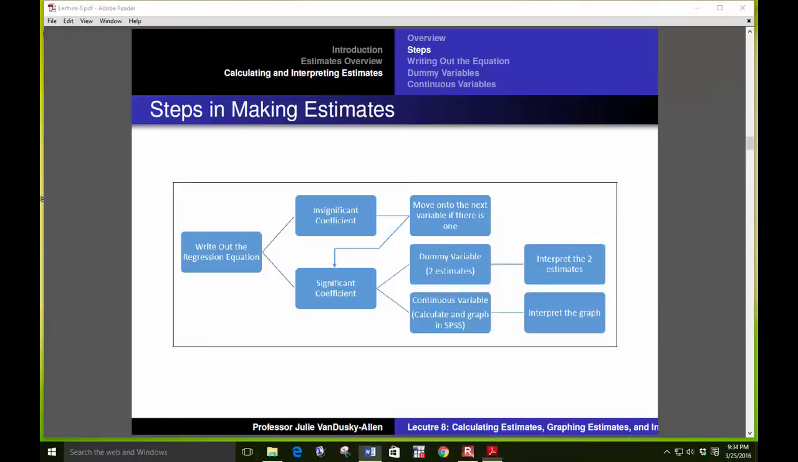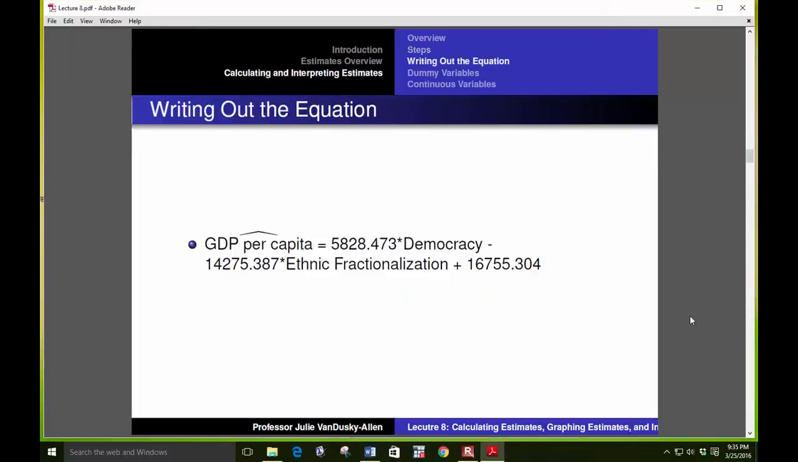So now I'm going to go through this process with the regression I ran earlier in the lecture. The first step is writing out the equation. Based on our regression results, we have GDP per capita hat equals 5828.473 times democracy minus 14275.387 times ethnic fractionalization plus 16755.304.